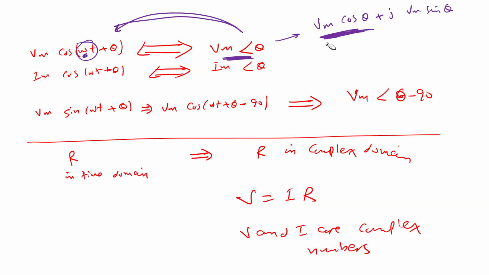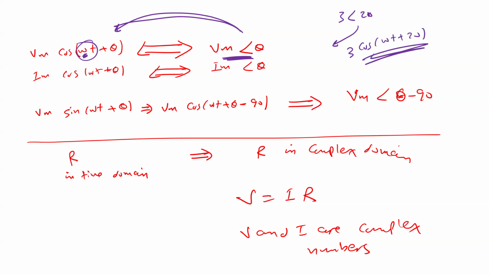Just to give you an example: for example, you calculated the voltage across the resistor and you found it as 3 with angle 20. This is a complex number. When you convert this from the complex domain to the time domain, it has to be 3 cosine of omega t plus 20. Got it? Is that difficult? One more thing: it is the same thing whether it is voltage or current. As you see, no difference.